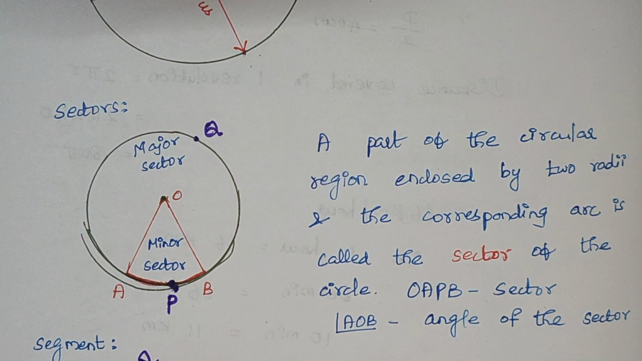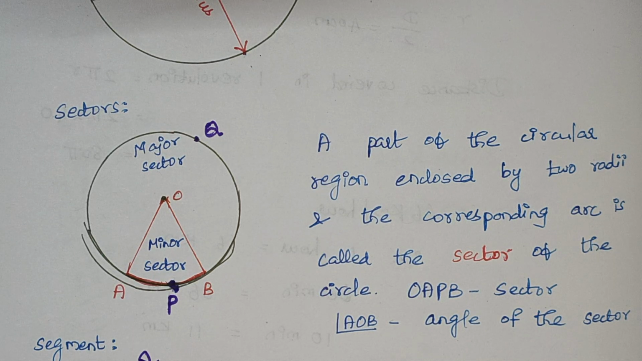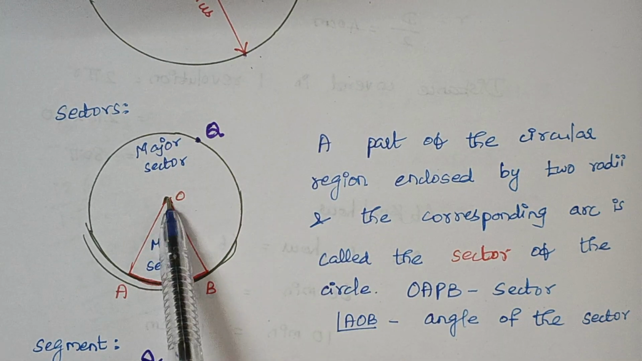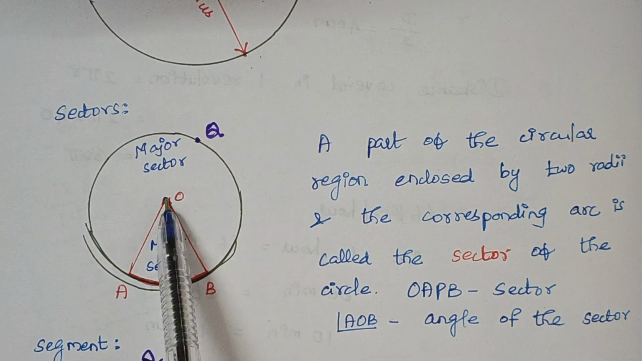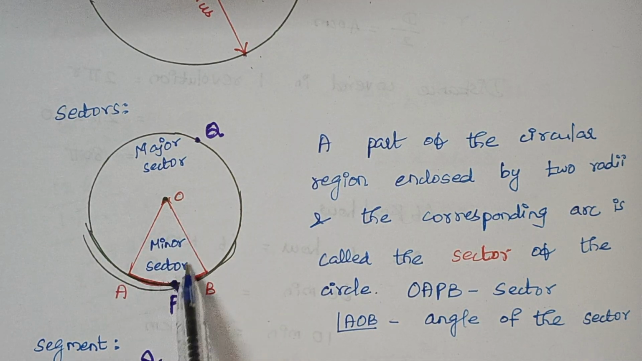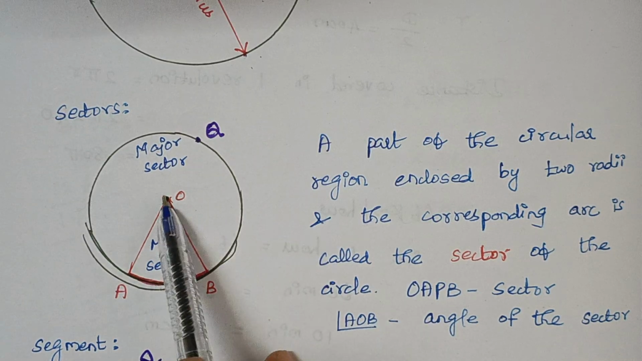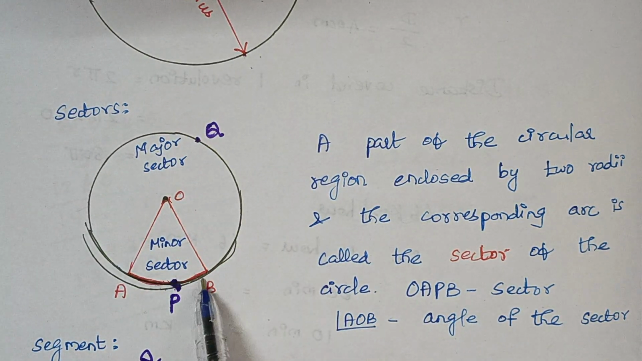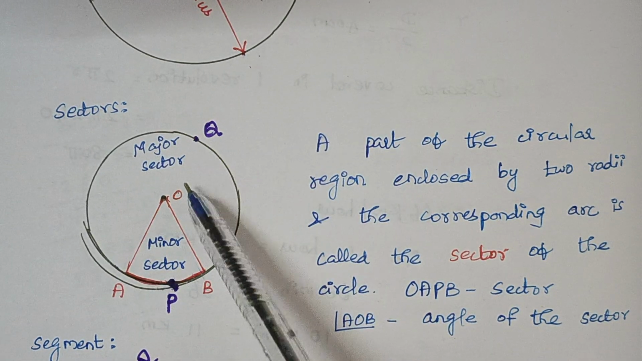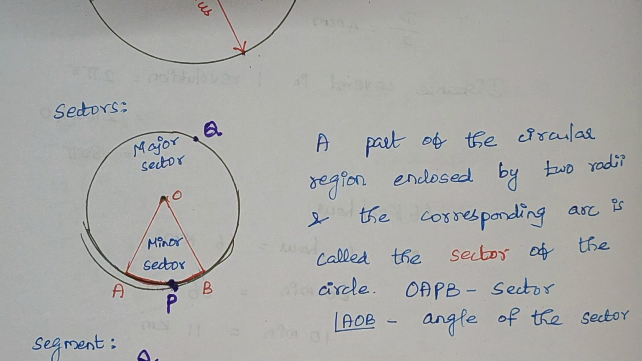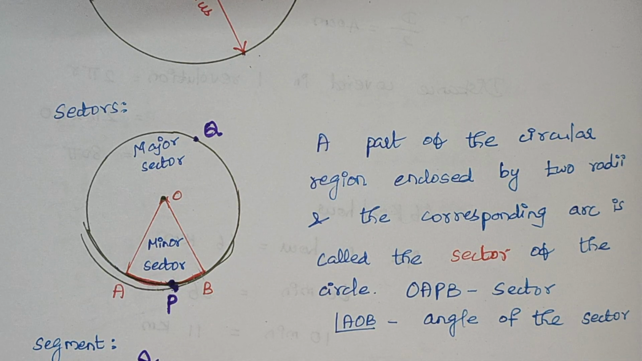So here in this case you see a sector is nothing but a part of a circle, right? You see this portion is said to be a sector, right? Since this is in small size, it is known as minor sector, and again this portion is also a sector, and here since this is of bigger size, this is known as major sector. So anyway, a sector is a part of the circle, right?